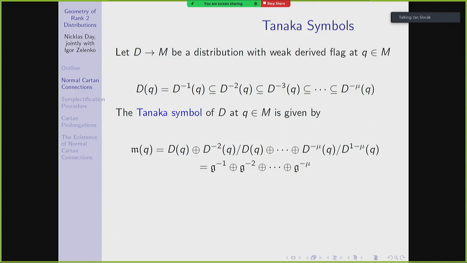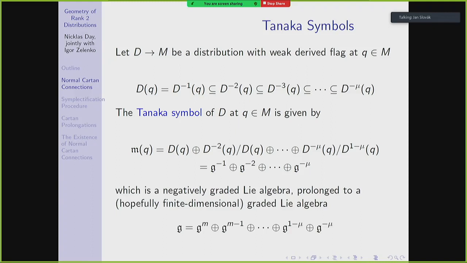And in that case, we can define the Tanaka symbol m to be the associated graded object to that filtration. And at least in the case that these things are actually distributions in themselves of constant rank, we get that the Tanaka symbol is a Lie algebra. So it's a Lie algebra which is negatively graded. The bracket is just coming from brackets of vector fields. It turns out it's well defined up to isomorphism. And so we get this negatively graded fundamental Lie algebra.